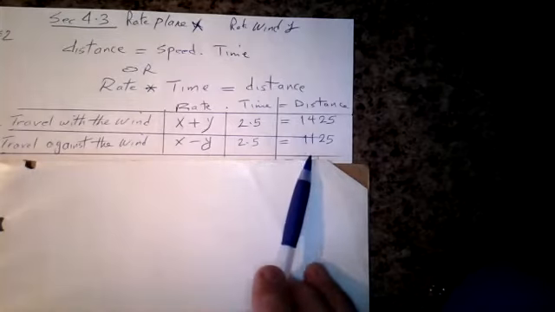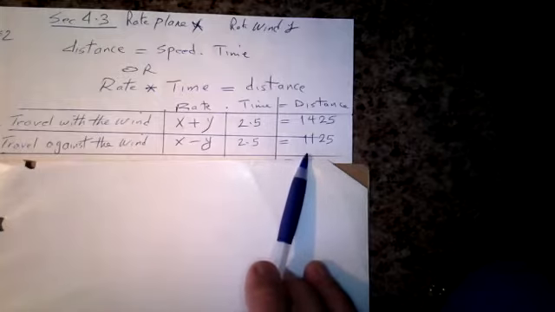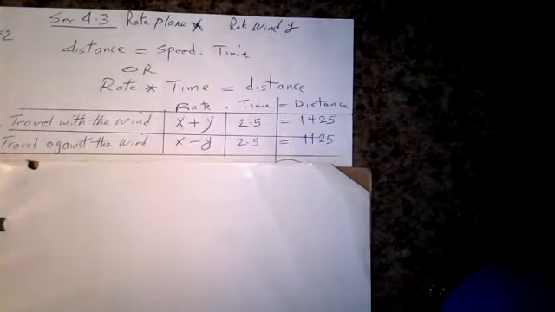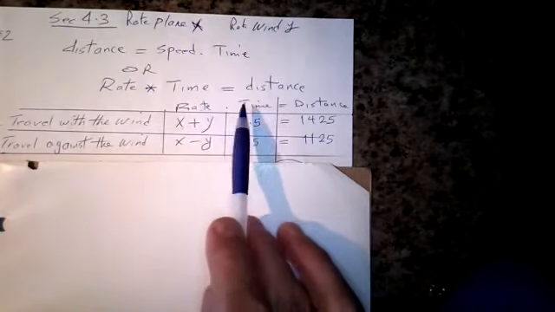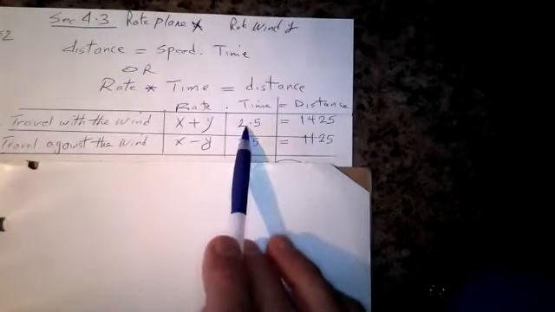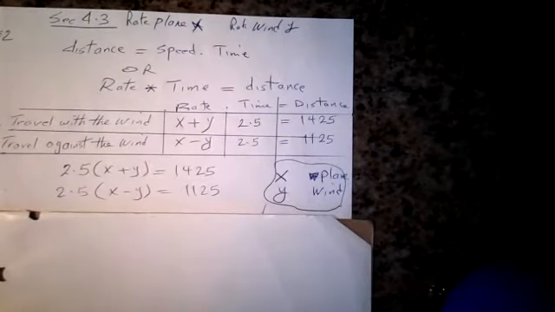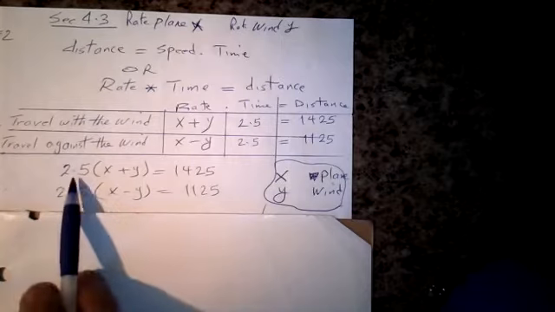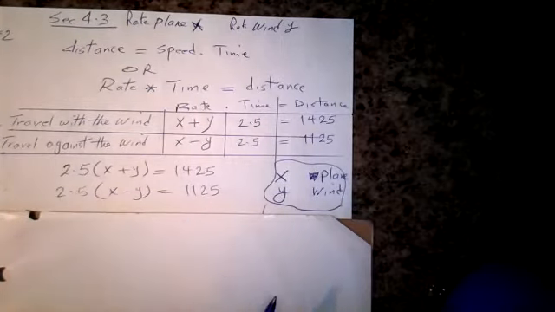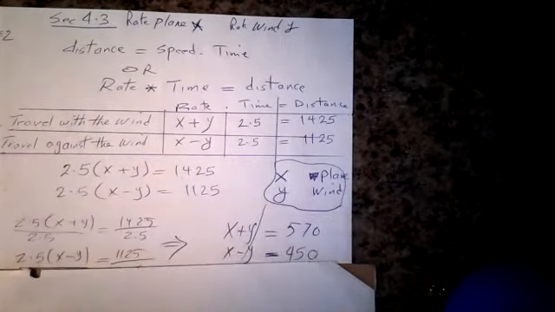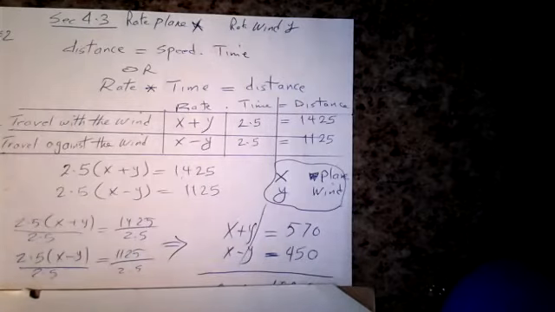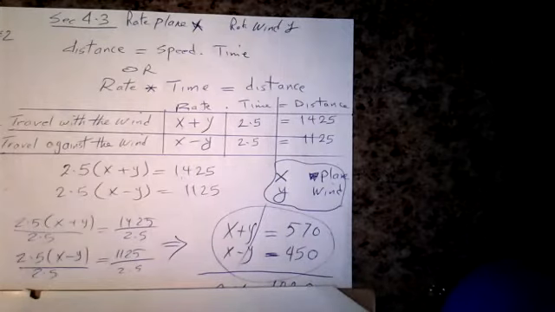And the distance is given. So now I have two equations. See, rate multiplied by time is distance, means this 2.5 times this is equal to that. So that gives us these two equations. And if you divide both sides by 2.5, it's easier to do the problems. So in that case, you come up with these two equations here.